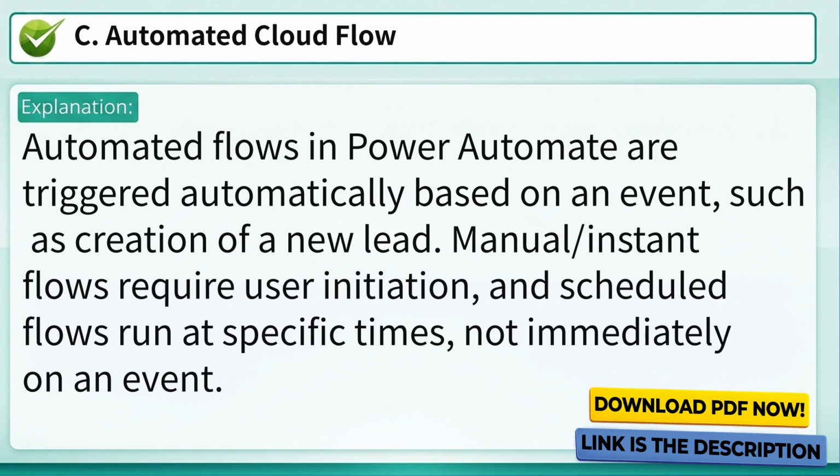Explanation. Automated flows in Power Automate are triggered automatically based on an event, such as creation of a new lead. Manual/instant flows require user initiation, and scheduled flows run at specific times, not immediately on an event.